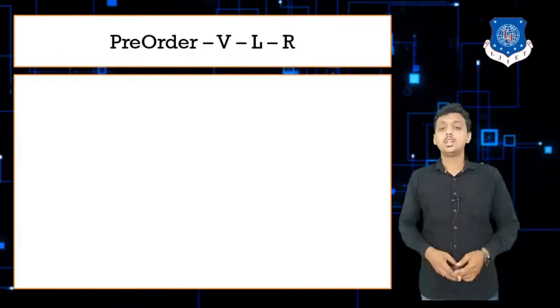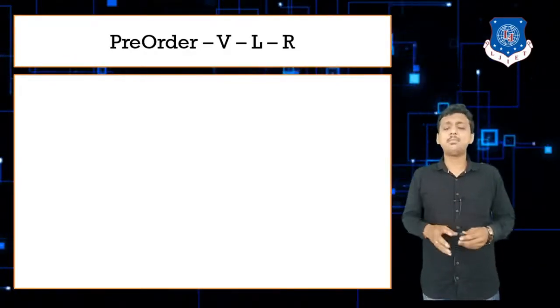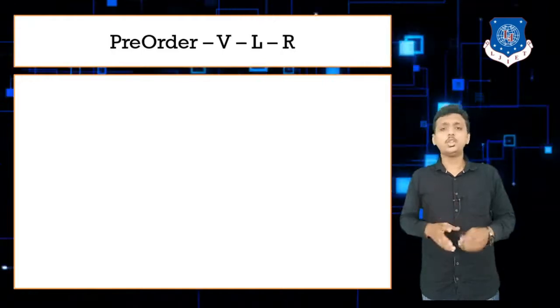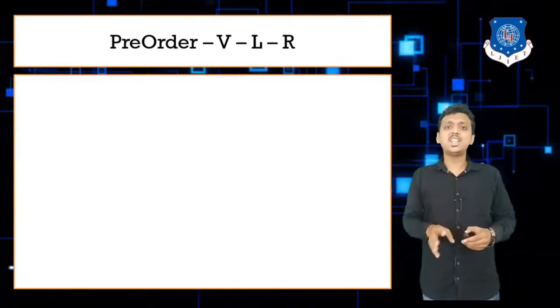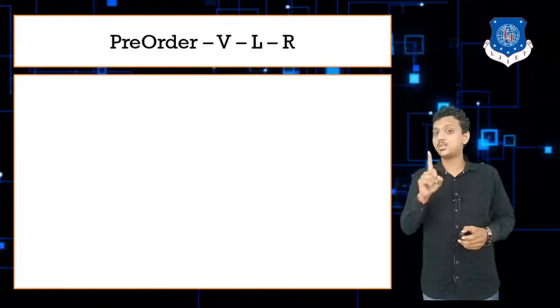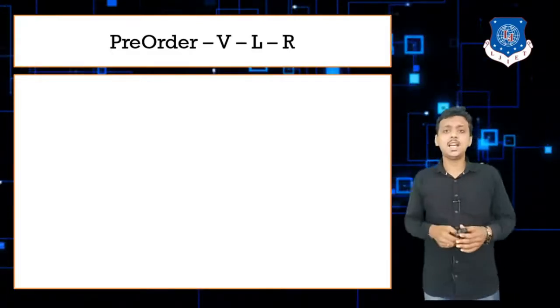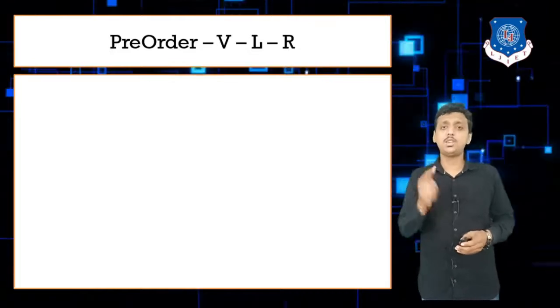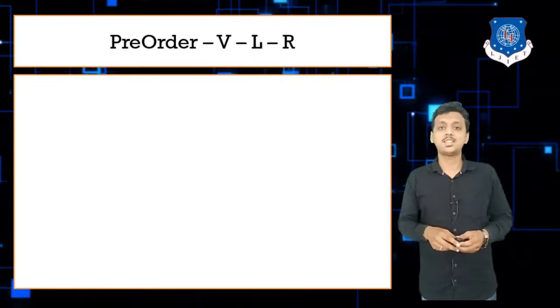Now, a question may come to your mind: what do we mean exactly by traversing? We already know that a traversal operation means to visit each and every node of a data structure at least once. So here we have pre-order VLR, where we need to visit the node first, then move towards the left and then move towards the right side.